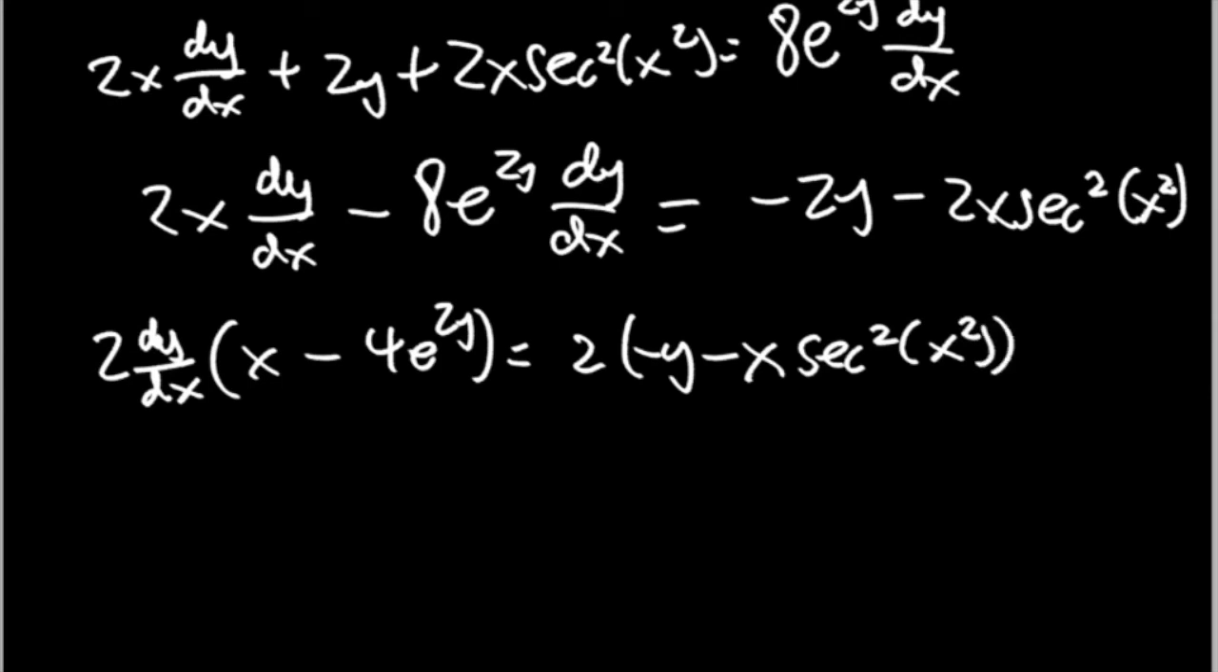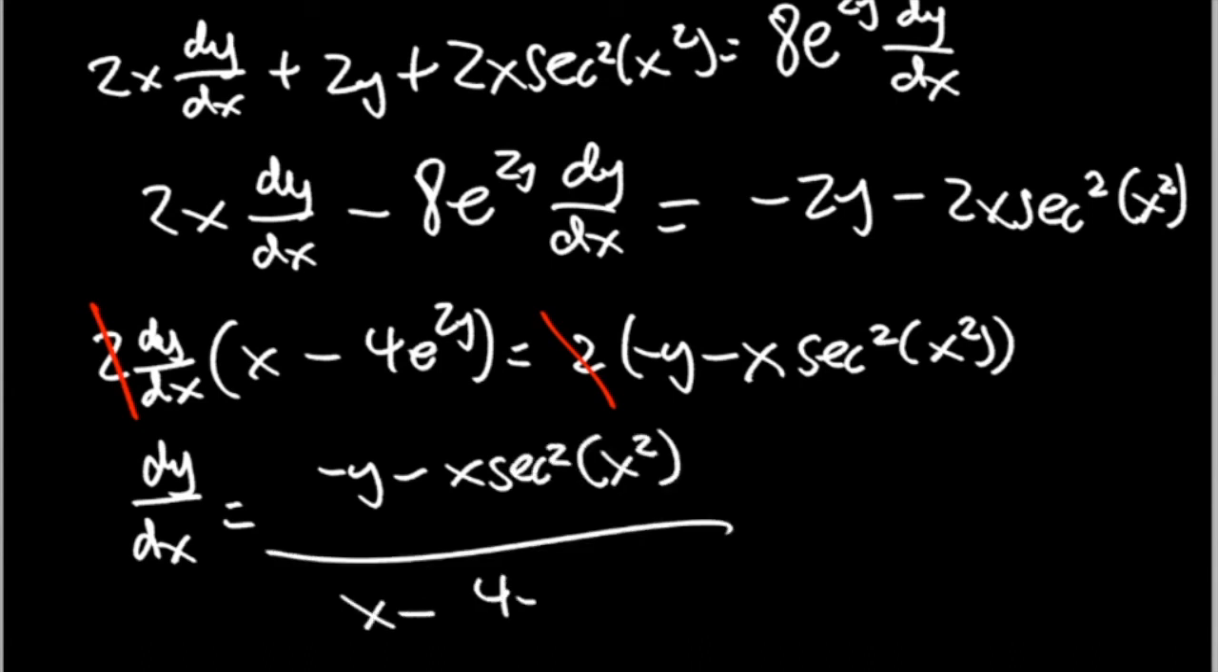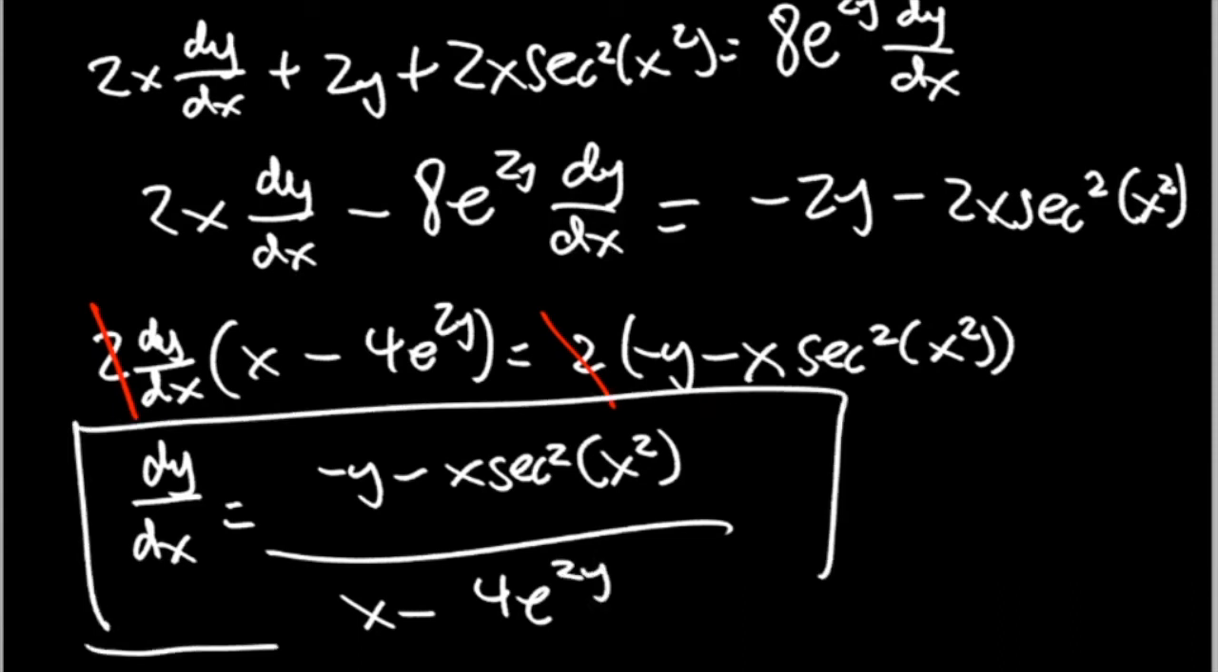So divide out everything except for the dy/dx from both sides, and then we will get dy/dx equals, oh, the 2's first. So notice you can do that. Negative y minus x secant squared of x squared, all divided by x minus 4e to the 2y. So that hot mess is your final solution for dy/dx.